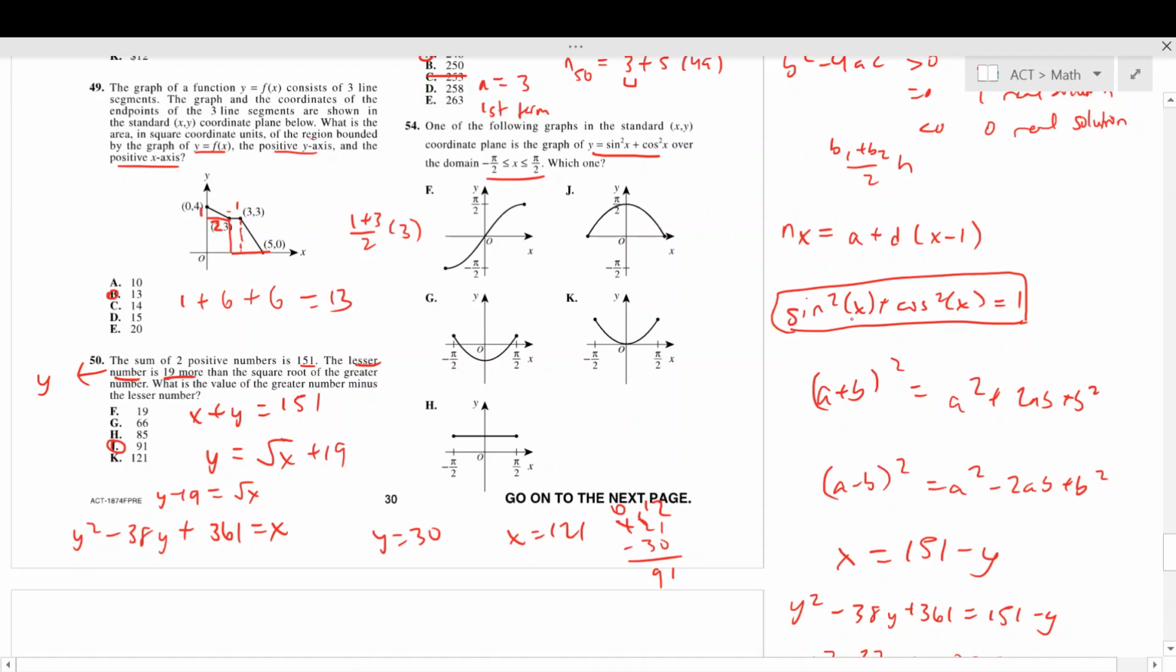Anyway, sine squared plus cosine squared is always equal to 1. And you'll see here that all of these have changing values. They're not always equal to 1. This is the only one that's equal to 1 at all times, so it's the only one that is correct.